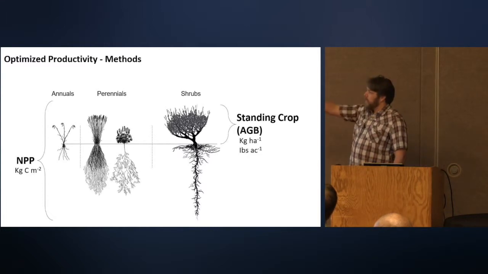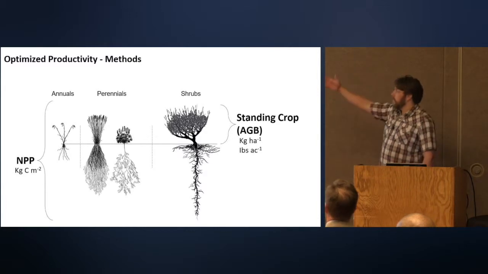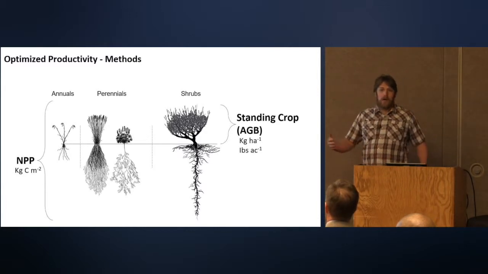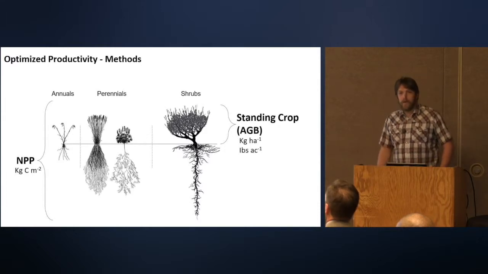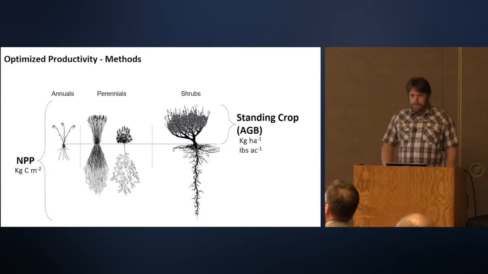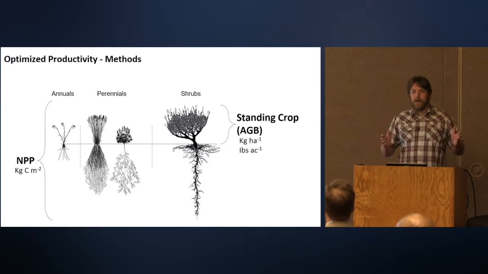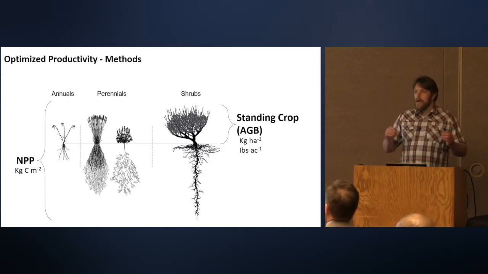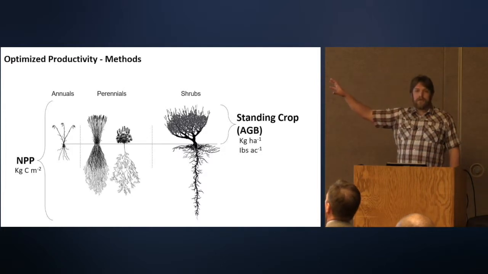And we want to go from NPP, this full plant carbon, to above ground biomass, which is pounds per acre or kilograms per hectare, depending on where you are in the world. And so that was our goal. Can we take this existing NPP product and GPP product and refine it to these sub-pixel plant functional groups?